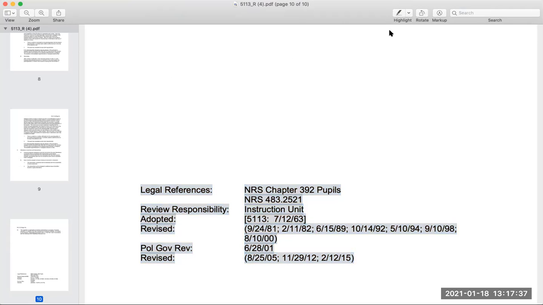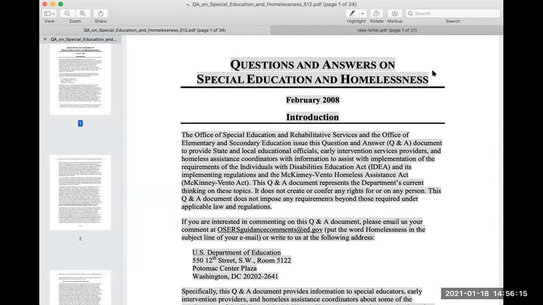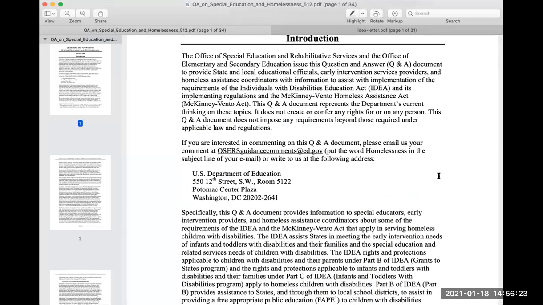Let me pause this. Homelessness, February 2008. Introduction. The Office of Special Education and Rehabilitative Services and the Office of Elementary and Secondary Education issue this question and answer (Q&A) document to provide state and local educational officials, early intervention services providers, and homeless assistance coordinators with information to assist with implementation of the requirements of the Individuals with Disabilities Education Act (IDEA) and its implementing regulations and the McKinney-Vento Homeless Assistance Act (McKinney-Vento Act).